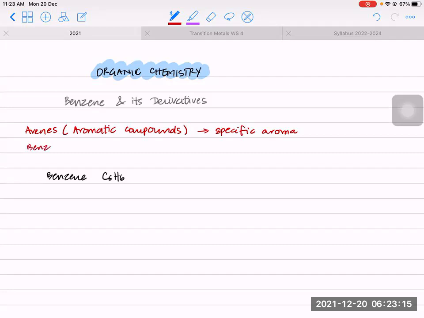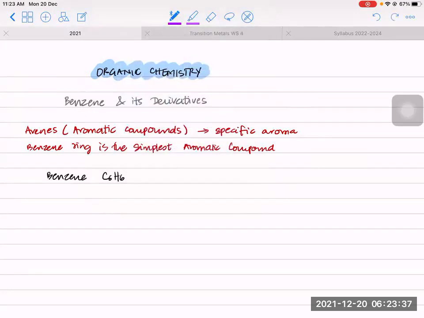Benzene ring is the simplest aromatic compound. And the formula for benzene is C6H6. So this right here is the formula for benzene.